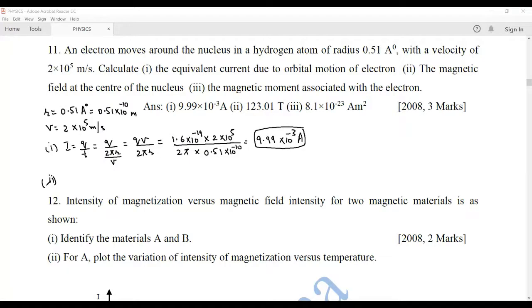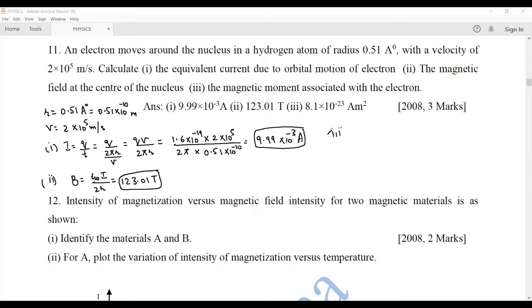The second part is the magnetic field at the center of the nucleus. As it is the electron revolving around the nucleus, it can be considered as a current carrying coil, because the direction of the conventional current will be opposite to the flow of the electron. And we know that the magnetic field at the center of a circular current carrying coil is μ0 I upon 2R. So on substituting the values and simplifying it, we get 123.01 Tesla.